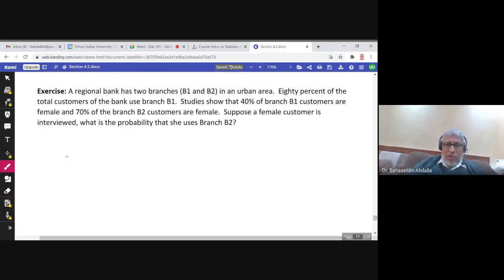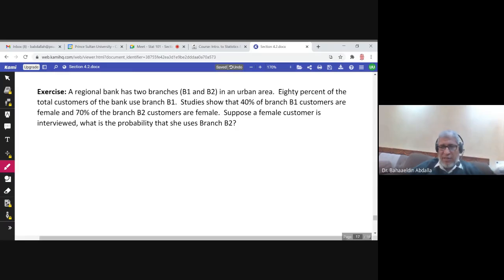Okay, some more questions. A regional bank has two branches, B1 and B2, in urban areas. 80% of the total customers of the bank use branch B1. So we have branch B1 and branch B2. 80% of the customers use branch B1. So the probability that the customer will use branch B1 is 0.8. So the probability of using branch B2 would be 0.2.